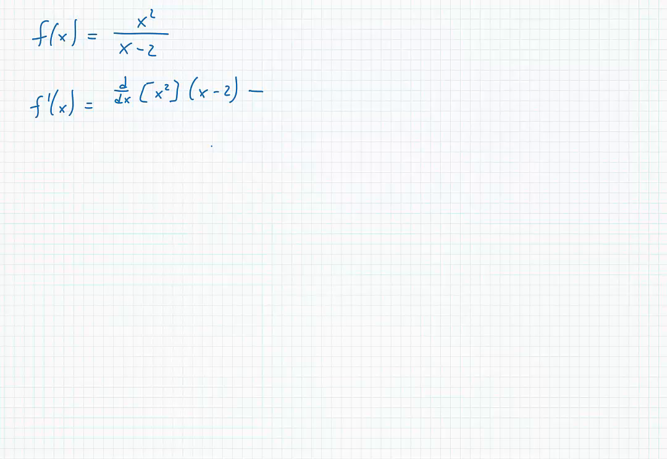So again, we take the derivative of the top, we multiply it by the bottom, then we take the derivative of the bottom and multiply it by the top. And we're going to divide all of that by the bottom squared.